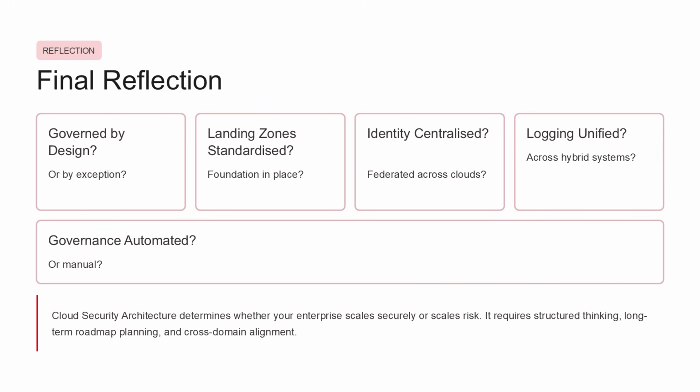Ask yourself, is your cloud environment governed by design or by exception? Are landing zones standardized? Is identity centralized and federated? Are logging and detection unified across hybrid systems? Is governance automated or manual? Cloud security architecture determines whether your enterprise scales securely or scales risk. It requires structured thinking, long-term roadmap planning, and cross-domain alignment. If you design it well, cloud becomes an accelerator. If you design it poorly, cloud becomes a liability.